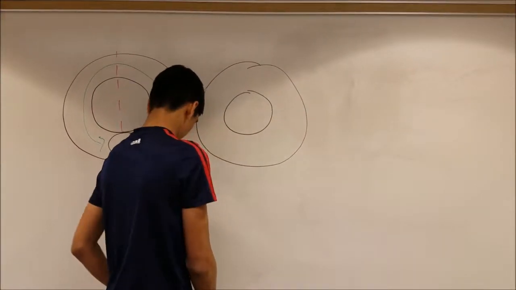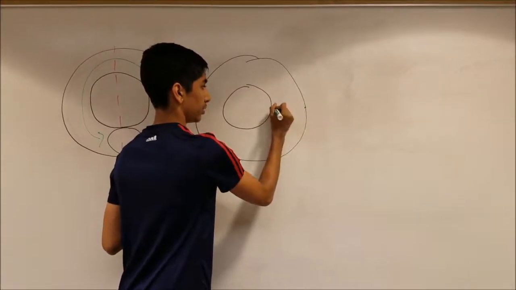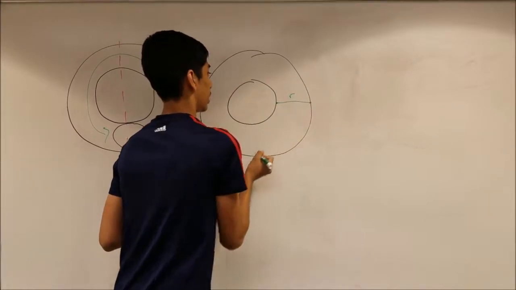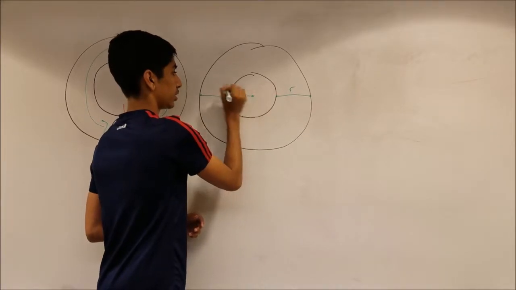We can do this by assigning two radii. One extends from here to here. We'll call this little r. The other extends from the center to the edge. We'll call this big R.